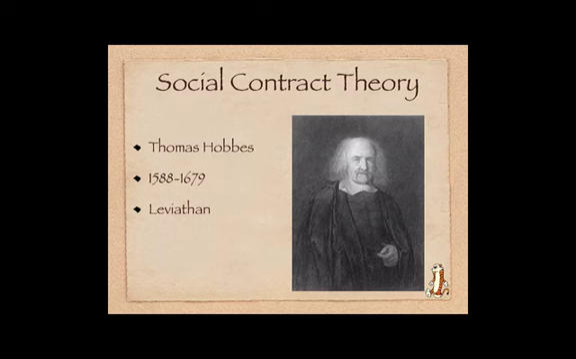The social contract theory. Social contract theory, or at least contemporary social contract theory, is based on the work of Thomas Hobbes in his work, The Leviathan. Social contract theory is an approach to morality that differs slightly from the approaches we've looked at thus far.